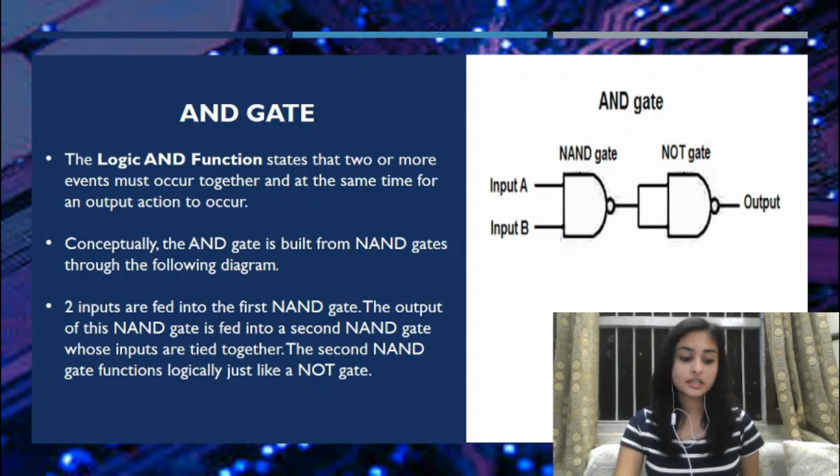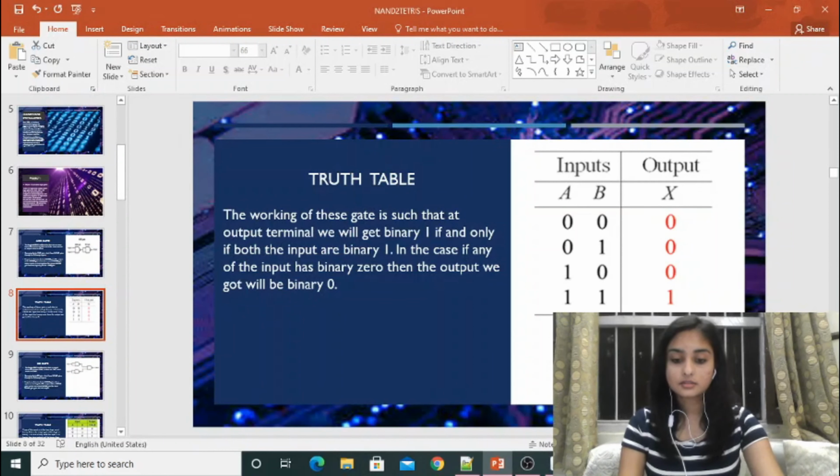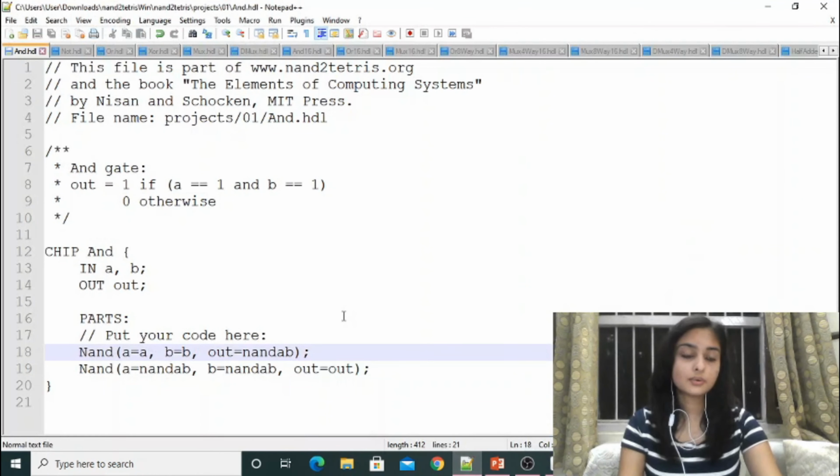This is the implementation that we will be using for our AND gate, and this is the truth table. The working of these gates is such that the output terminal will get binary 1 if and only if both the inputs are binary 1. In case any input has binary 0, then the output will be 0. Now we'll be checking the code for AND. As in the diagram that we saw, it will be implemented using two NAND gates.